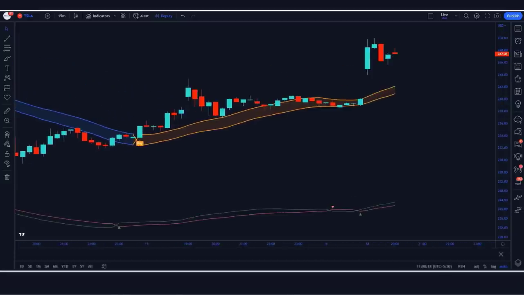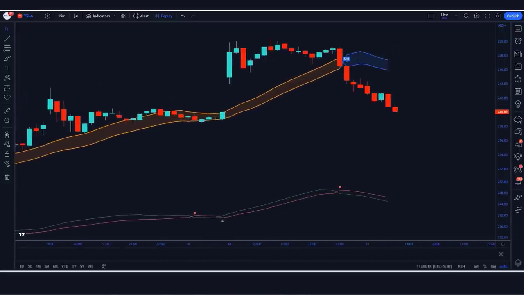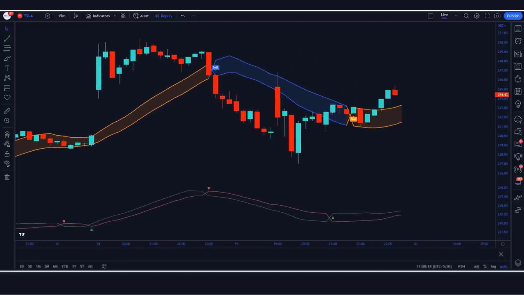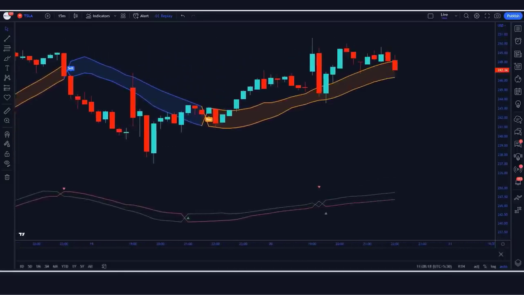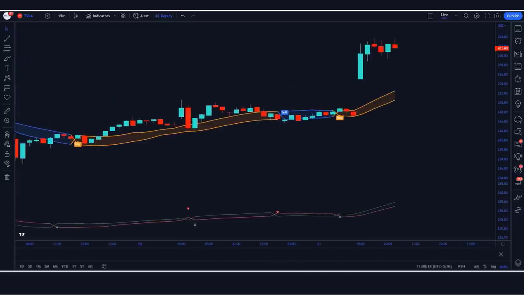Traders, our mission with this channel. Welcome to the SSL Channel Indicator Strategy. Today we will show you one of the most accurate algo indicator strategies available on TradingView.